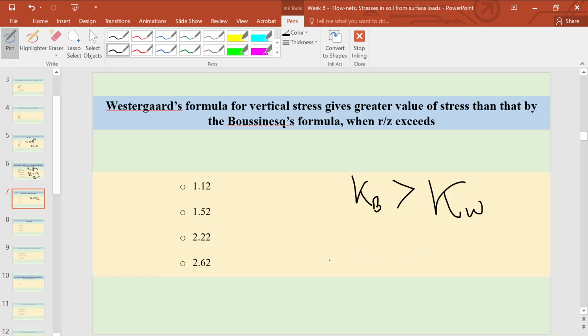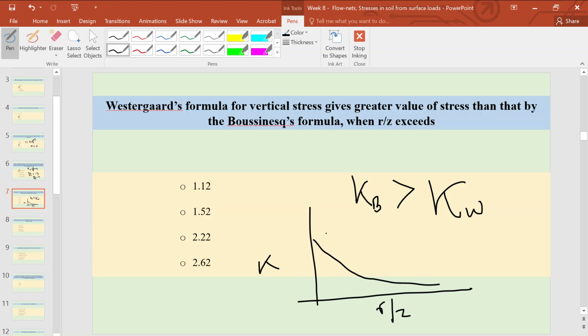Yes. Suppose this is K, which represents KB and KW. This is R by Z. So this graph is like this, and this is KB. The point where the graph of KB and KW meet is 1.52. Then KB reduces, KB gets reduced.